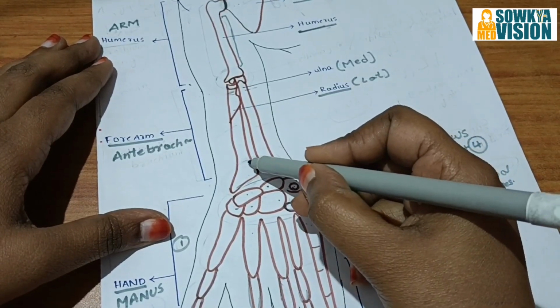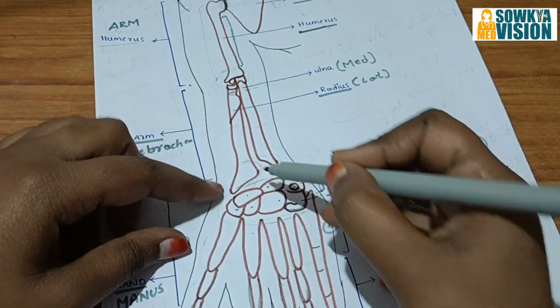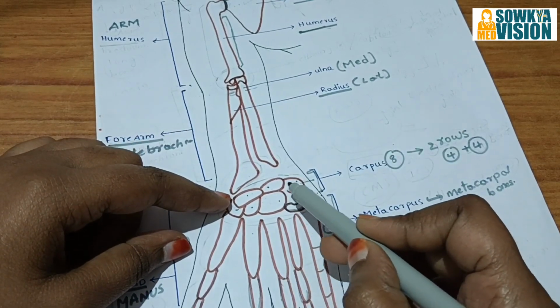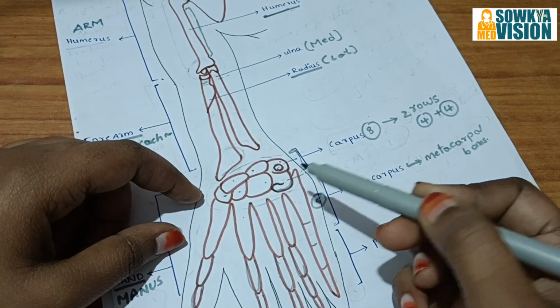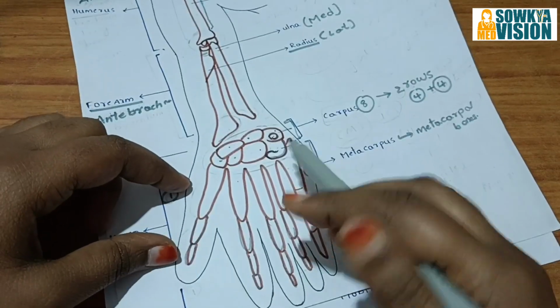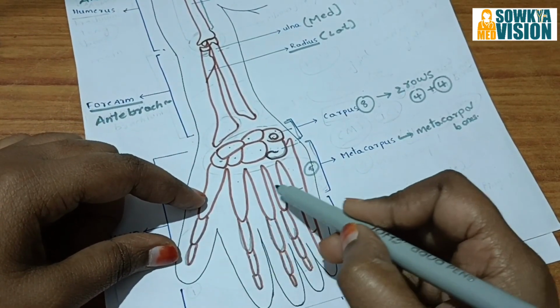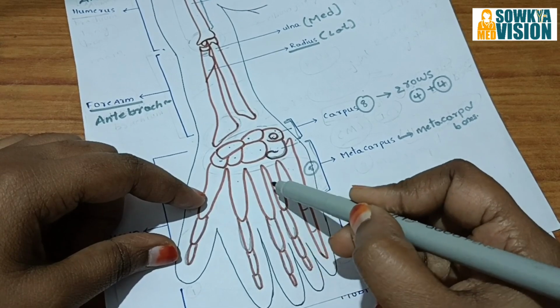Now, the lower end of the radius articulates with the proximal row of carpal bones, forming the wrist. This is the carpus containing 8 carpal bones arranged in 2 rows, and these articulate with the metacarpals, forming the carpometacarpal joints.